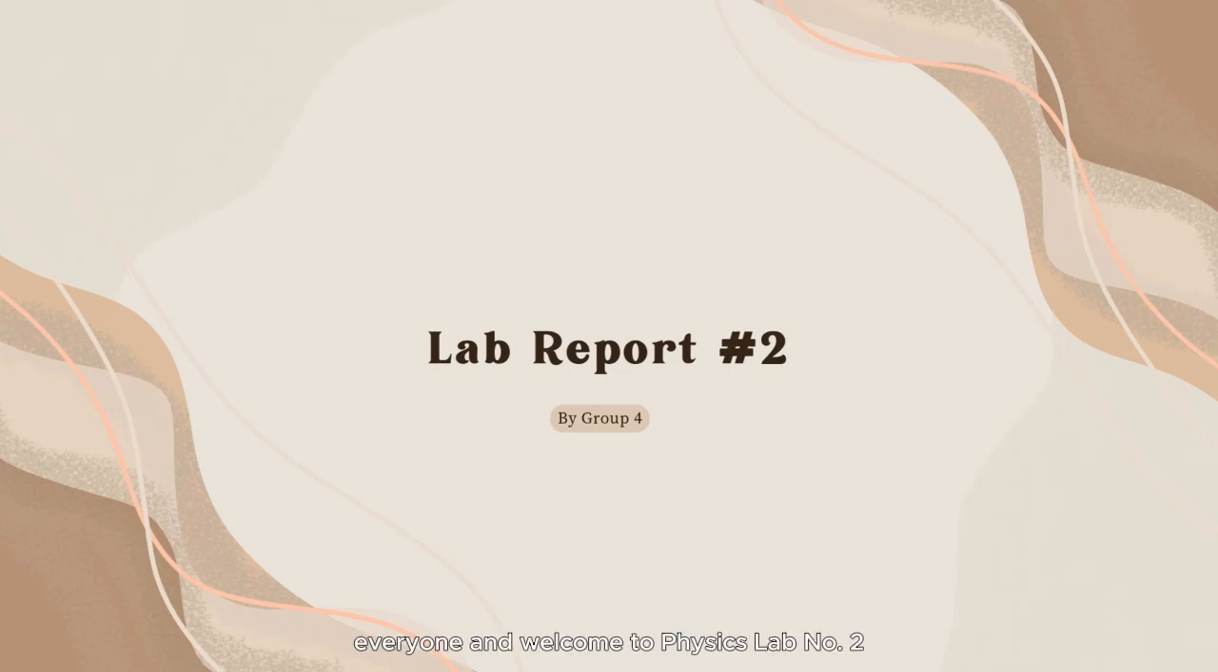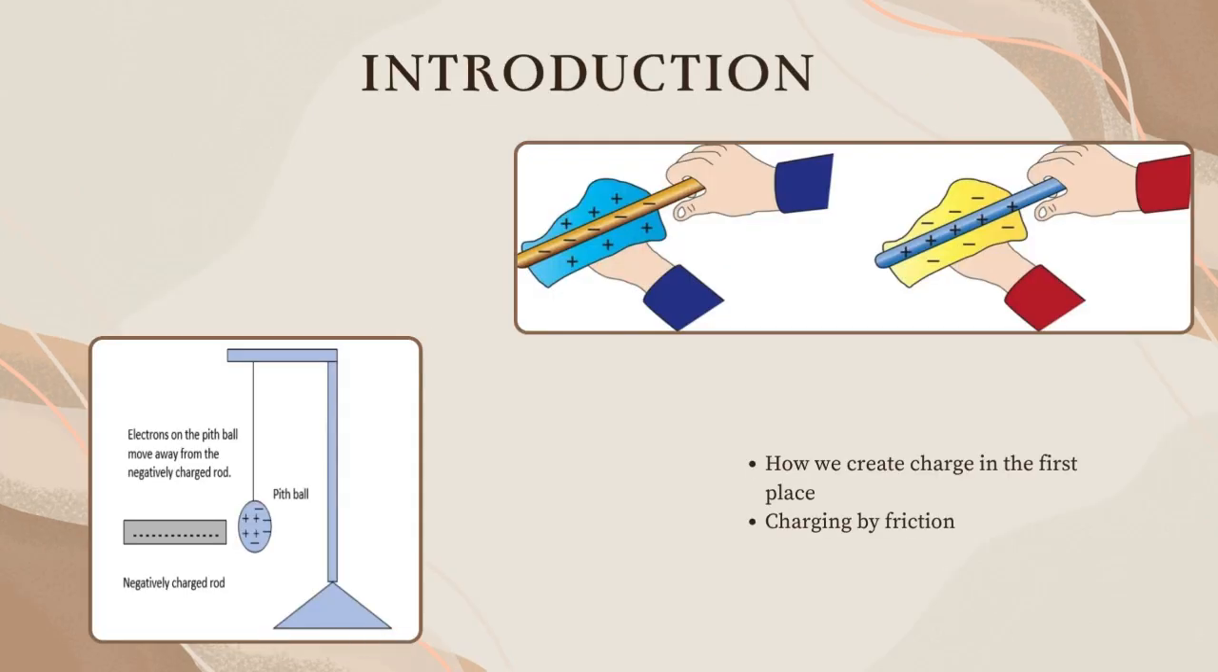Everyone, and welcome to Physics Lab number 2. In our last lab, we observed the interactions between two charged objects. We could see that something was happening, but we didn't have the tools to measure or predict those interactions in detail. So that's exactly what we'll focus on today. Going beyond just observing and actually predicting, testing, recording, and explaining what happens when objects become charged.